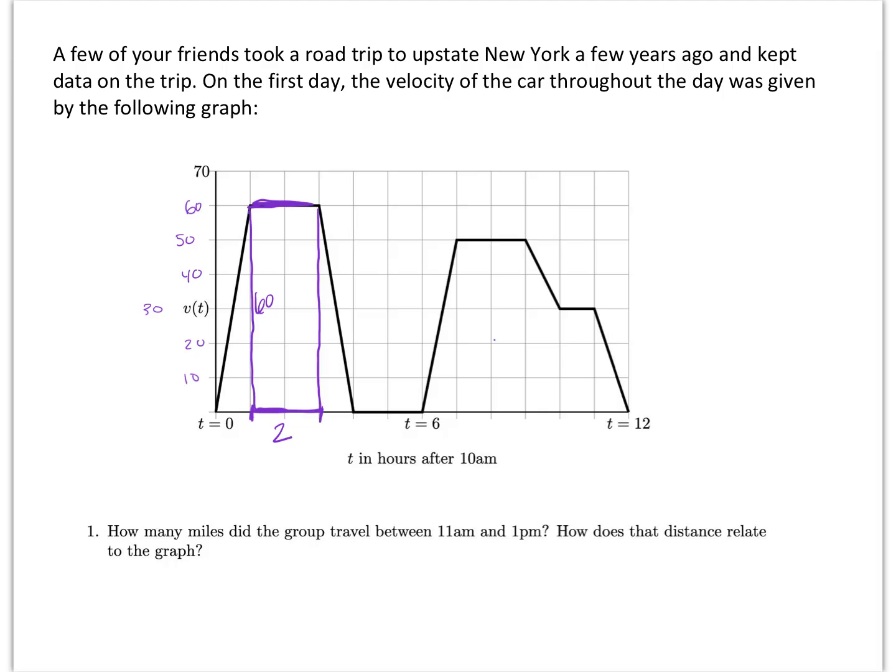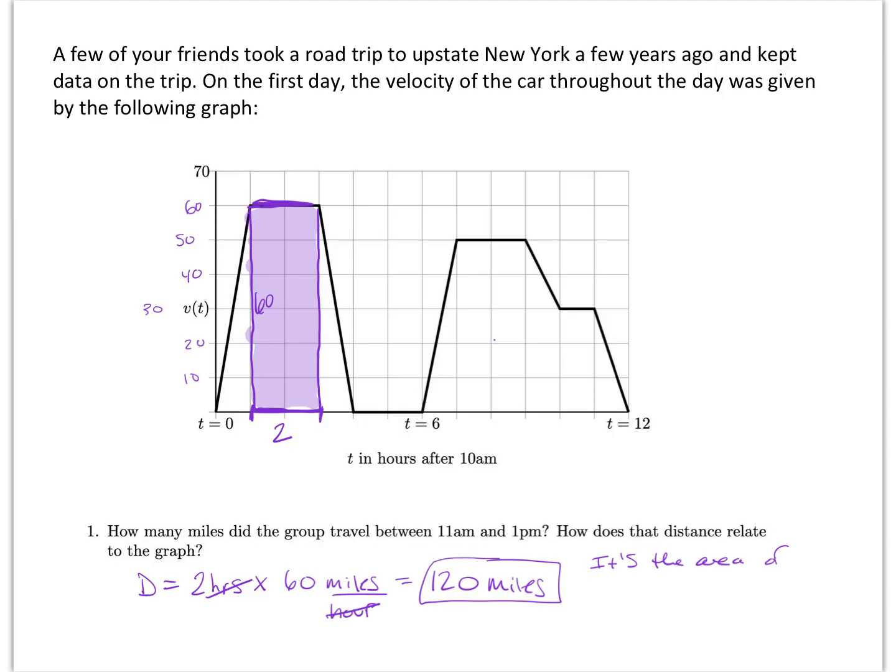All right, so my distance is 2 hours times 60 miles per hour. And then you can see that the hours cancels. And what I'm left with is just miles, 2 times 60 miles, so 120 miles. Okay, and how does that relate to the graph? It's the area under the curve. It's the area of the shaded rectangle.